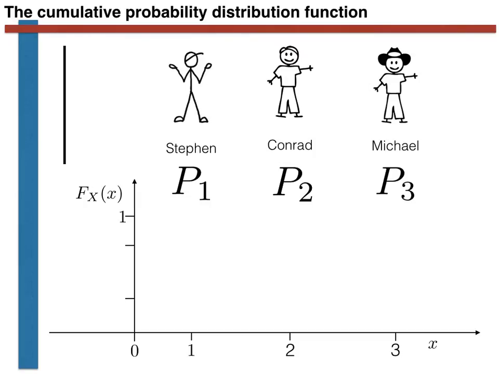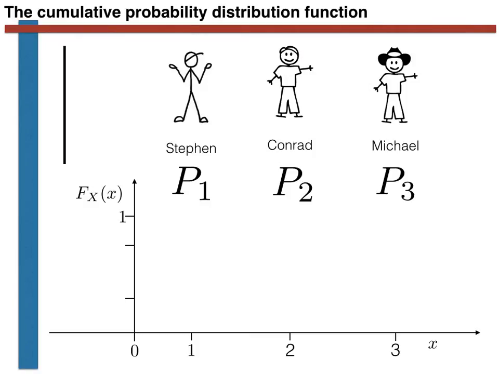Notice that also the probability mass for x equals 1, we pick Stephen, is equal to P1. The probability mass for x equals 2, we pick Conrad, is equal to P2. And that the probability mass for x equals 3, we pick Michael, is equal to P3. Let's now draw our cumulative probability distribution function.